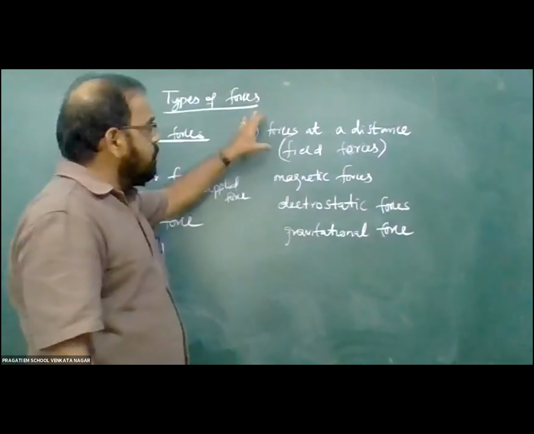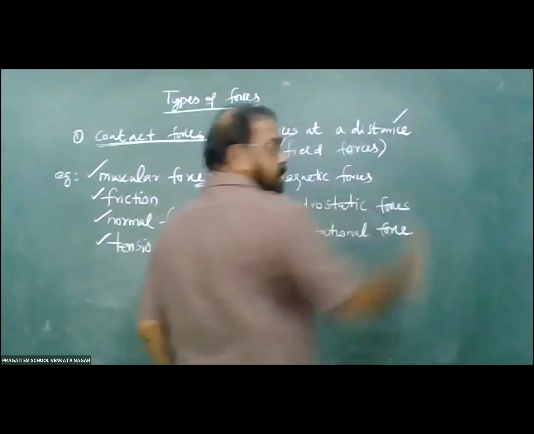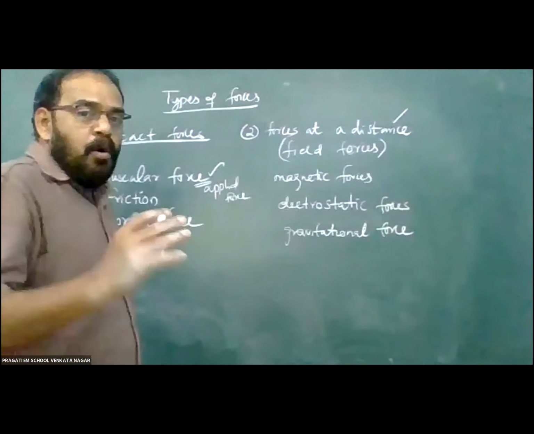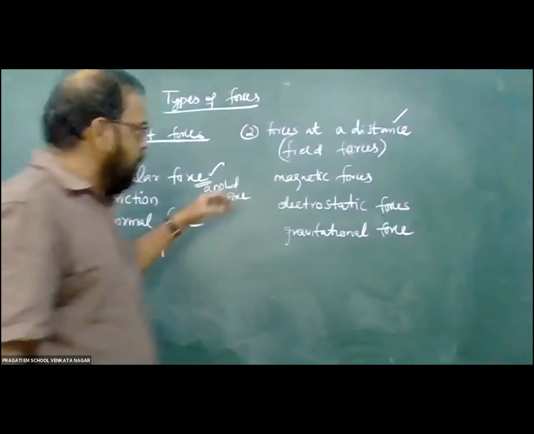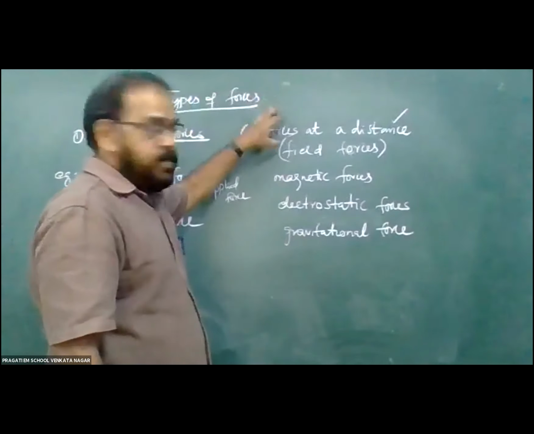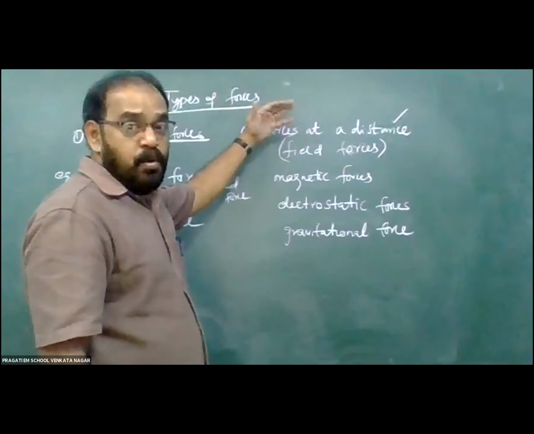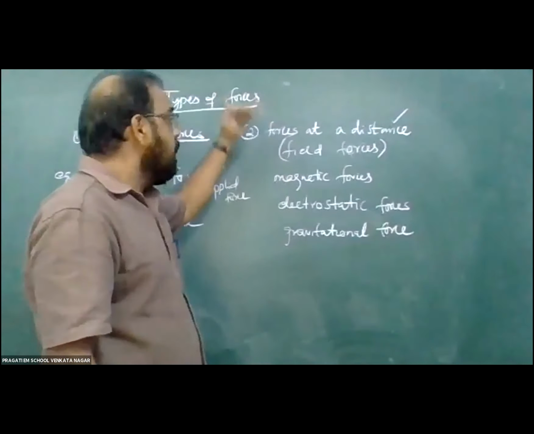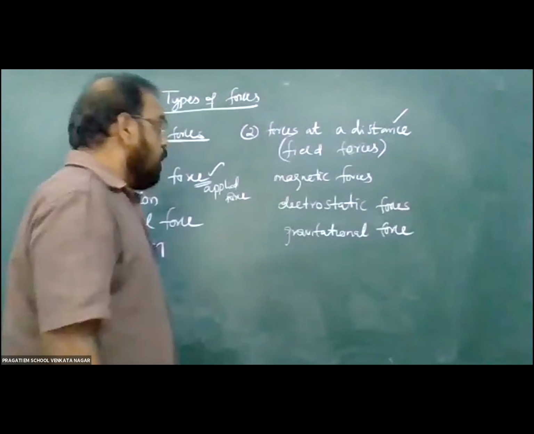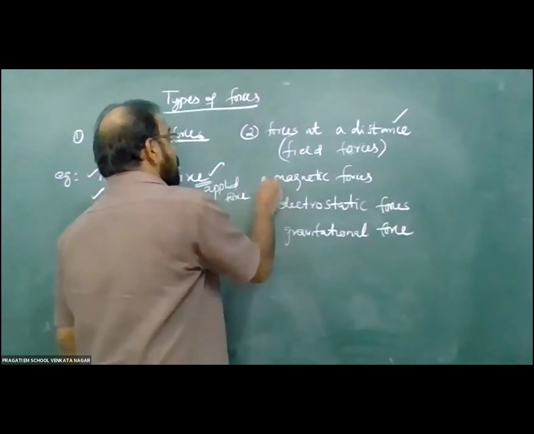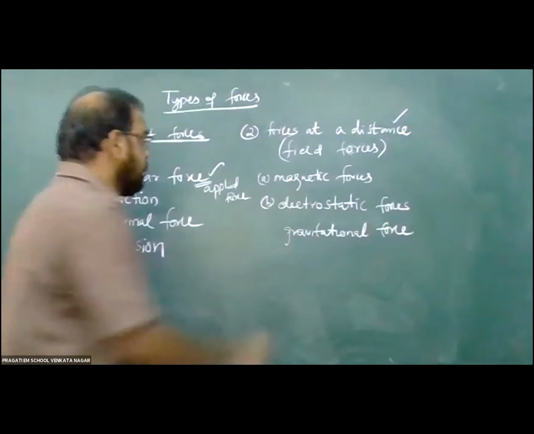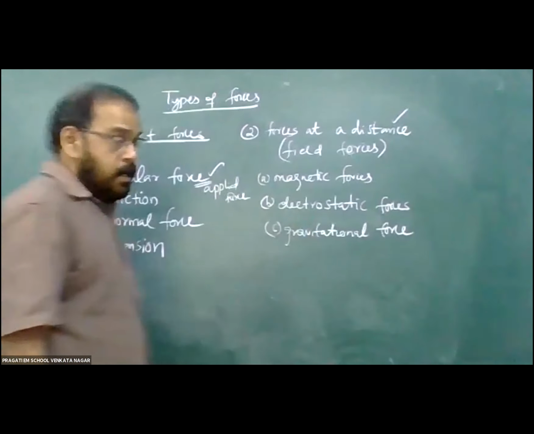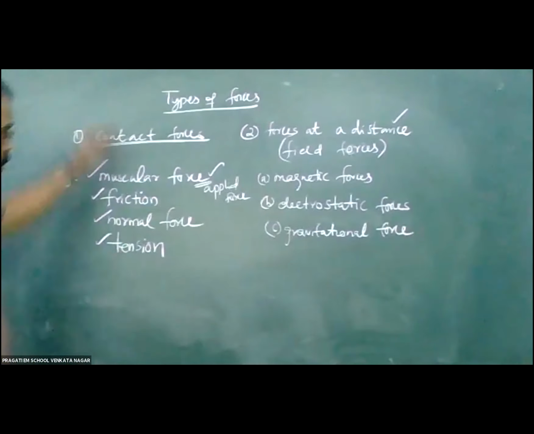At the same time, there is force at a distance. Force at a distance means these two objects are not in contact. There is a distance between them, whether very small or big. There is no direct interaction between these objects. They are also called field forces. Examples of field forces are magnetic force, electrostatic force, and gravitational force. So you can note down this: contact forces and non-contact forces.